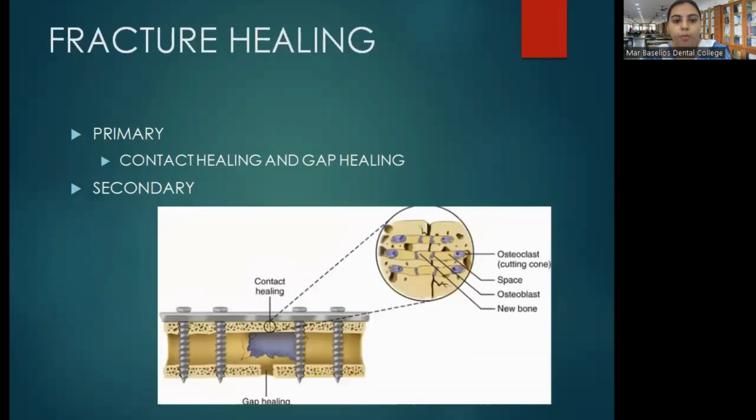Now, as you all know, fracture healing can be primary or secondary. Primary healing is further divided into contact healing and gap healing, depending upon the amount of gap that exists between the fractured fragments. In contact healing, there is no gap or less than 0.5 mm of gap present between the fractured fragments, so it heals by contact healing. While in gap healing, there is an interfragmentary gap that exists.